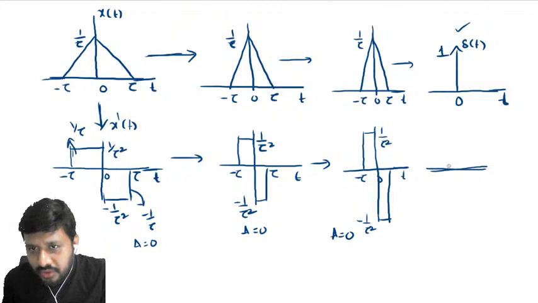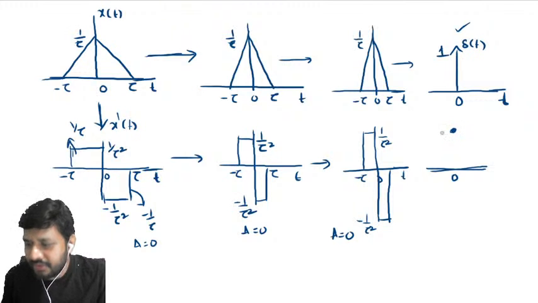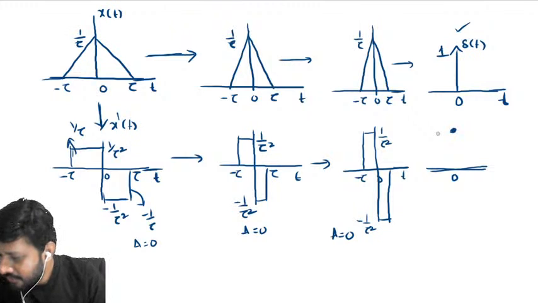As tau becomes 0, see at 0 we are going to get, this is not an impulse. You should not call it as impulse, but you must call it as a spike, because impulse means area will be 1.